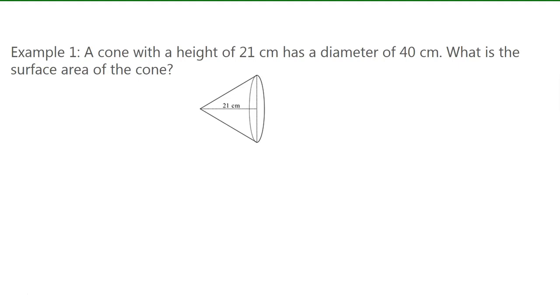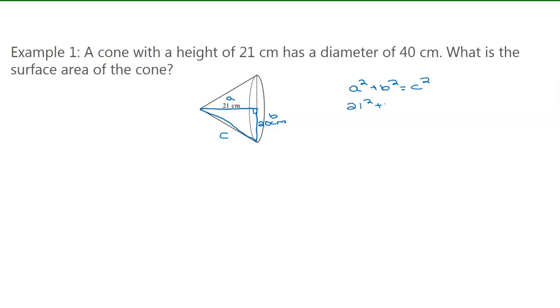So let's look at example 1. It says a cone with a height of 21 centimeters has a diameter of 40 centimeters. What is the surface area of the cone? Well, if the diameter is 40, that must mean that the radius here is 20 centimeters. So now let's look at this right triangle here. And call A 21 and B 20, or vice versa, that doesn't matter, but C is going to be right here, the slant height. So let's plug these values into the Pythagorean theorem and see what we get for C.